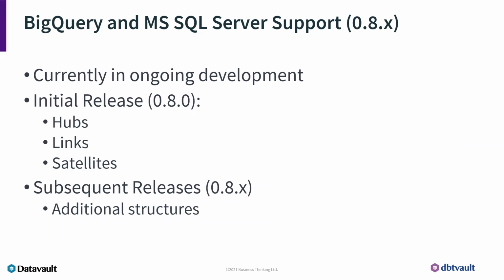I could spend another whole hour talking about some of the challenges we faced for BigQuery and SQL Server. If anyone has any questions on that, feel free to ask. Essentially, we've had some issues around data types and the way joins and window functions work, but we've managed to get over a lot of those hurdles. It's been fun, actually. So like I said, initial release, Hub, Sync, satellites, and then for the remainder of 0.8, we want to work on adding additional stuff.